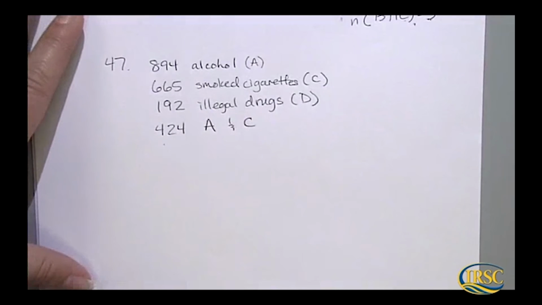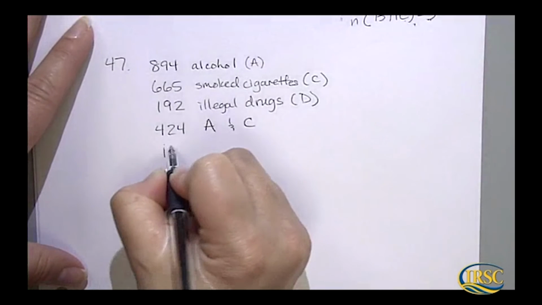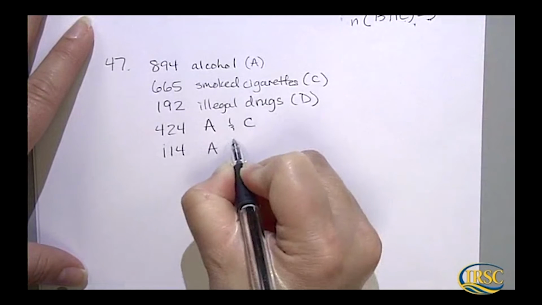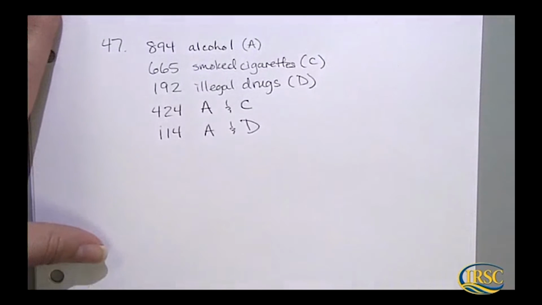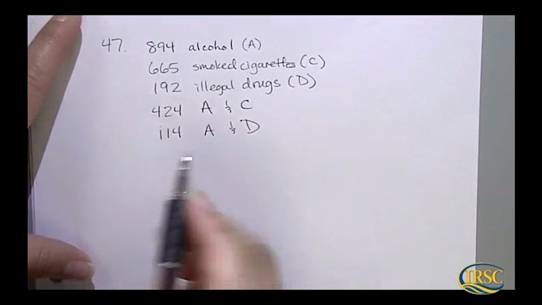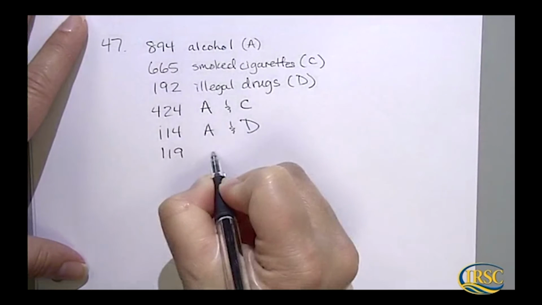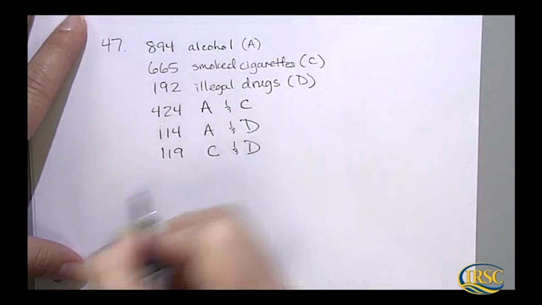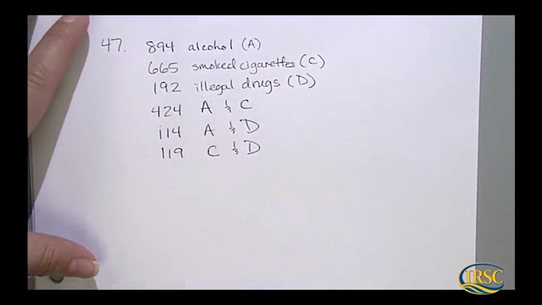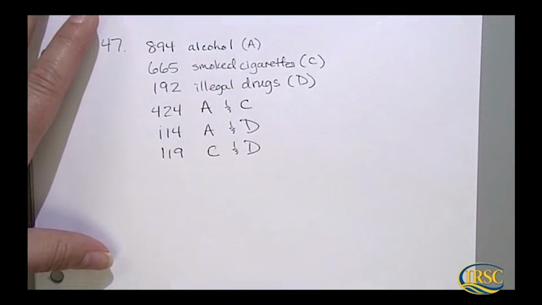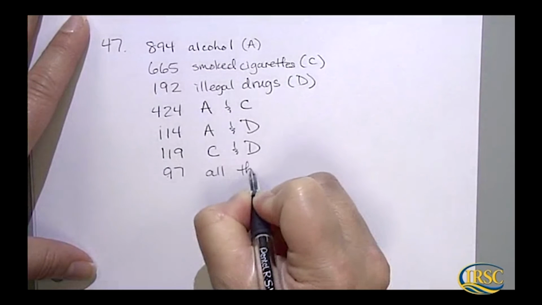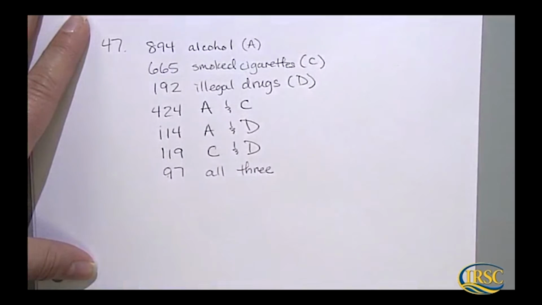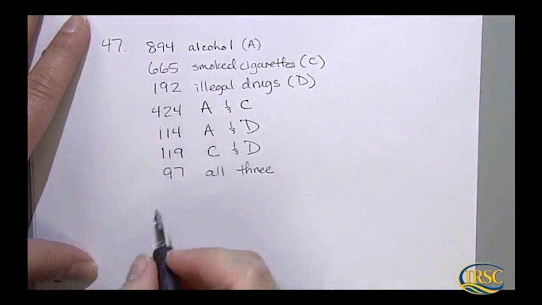114 drank alcohol regularly and used illegal drugs. So 114, alcohol and drugs. 119 smoked cigarettes and used illegal drugs. So 119, C and D. 97 engaged in all 3 behaviors, so 97, all 3. And 309 engaged in none of these behaviors.